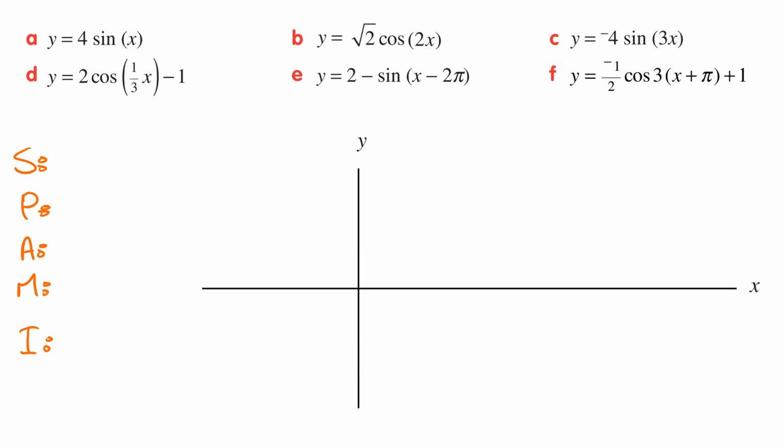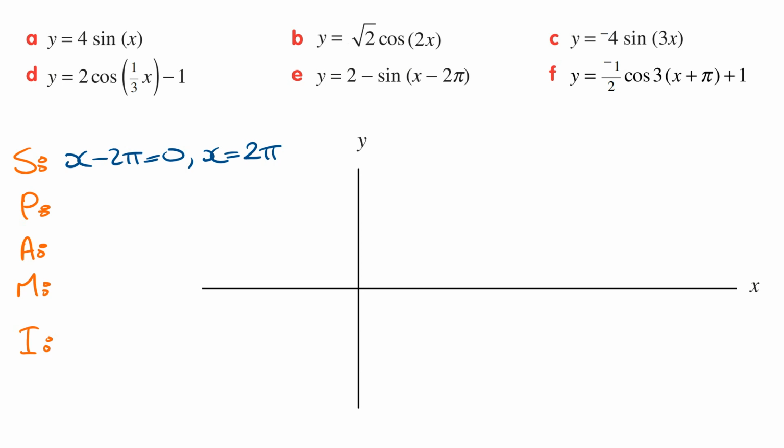Part E, y equals 2 minus sine of x minus 2 pi. To find the starting point, we let whatever's inside the brackets equal 0 and then solve for x. And so x minus 2 pi is equal to 0. Solving for x, x is going to be 2 pi. And so this time our starting point is going to be when x is equal to 2 pi.